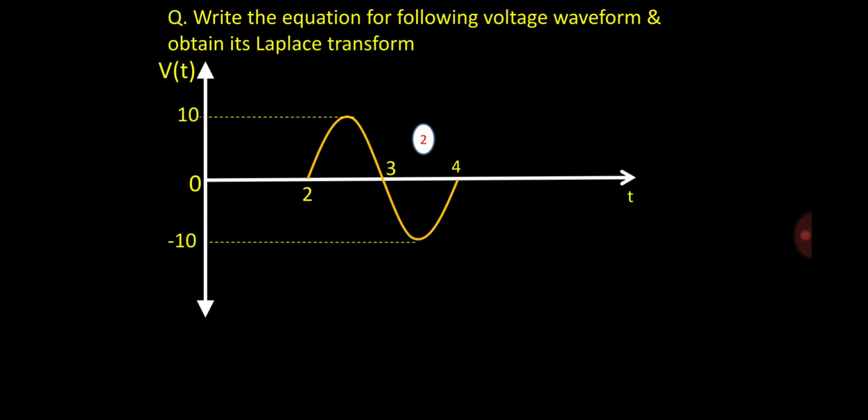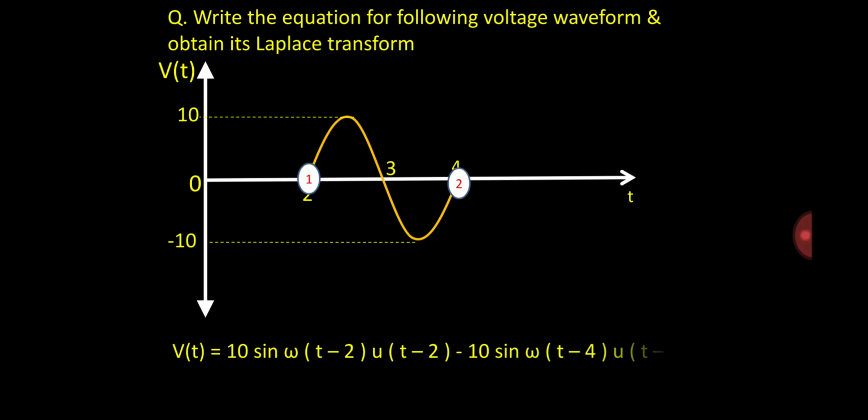We will solve this. First of all, we will write down the voltage equation of this waveform. So v of t will become equal to 10 sine omega t minus 2 into u of t minus 2 minus 10 sine omega t minus 4 into u of t minus 4. Now how did we get this equation? What is 10? 10 is the maximum value. Then this is sine function omega t minus 2. Why have we written t minus 2? Because for the starting point it has been delayed by 2. That's why t minus 2.